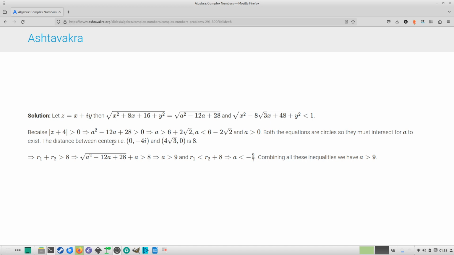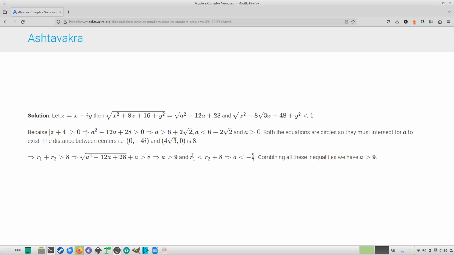So the distance between centers 0 minus 4i and 4 root 3 comma 0 is 8. So R1 plus R2 greater than 8, that means square root of a square minus 12a plus 28 plus a greater than 8. So a should be greater than 9. That is the value we get from this.